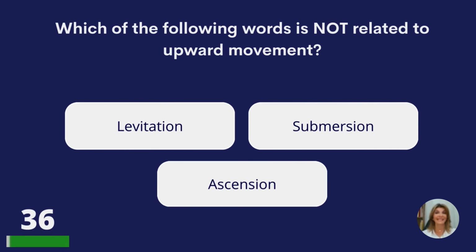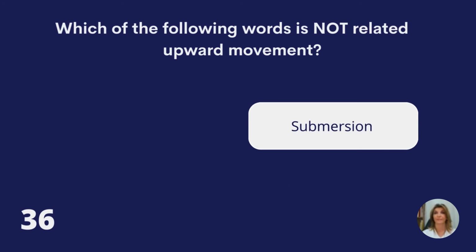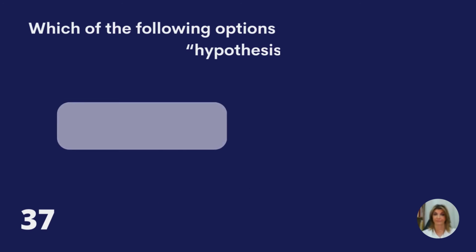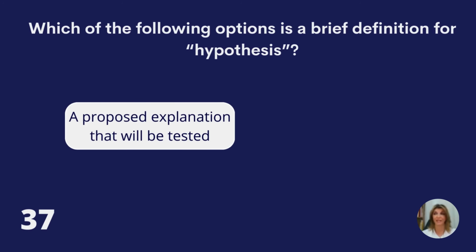Which of the following words is not related to upward movement? Levitation, submersion, or ascension? Submersion. Which of the following options is a brief definition for hypothesis? A proposed explanation that will be tested, a lack of oxygen, or a literary exaggeration? A proposed explanation that will be tested.